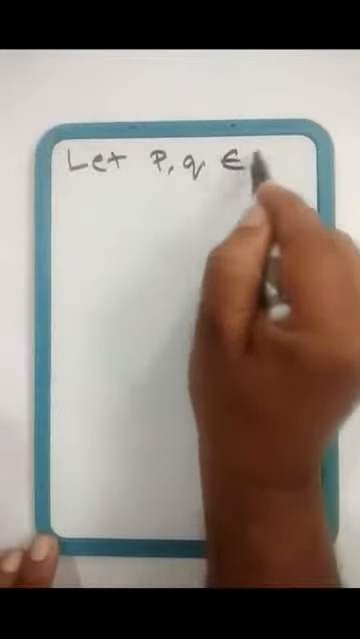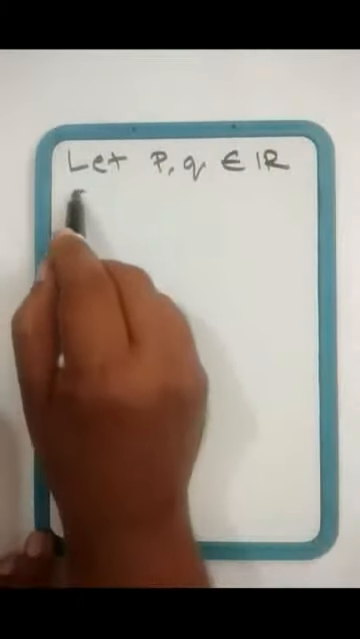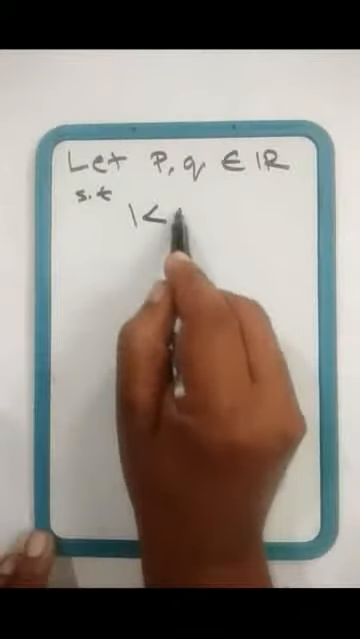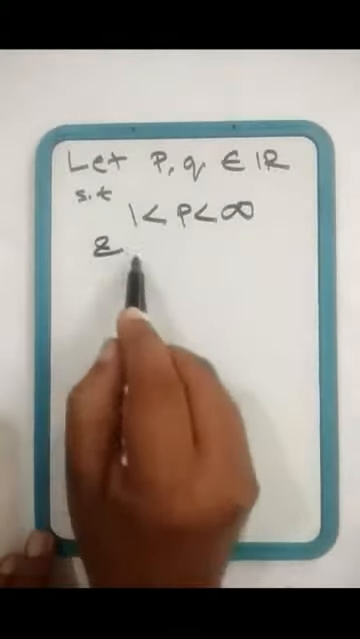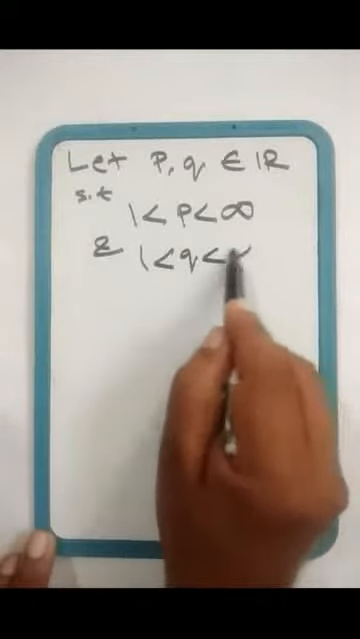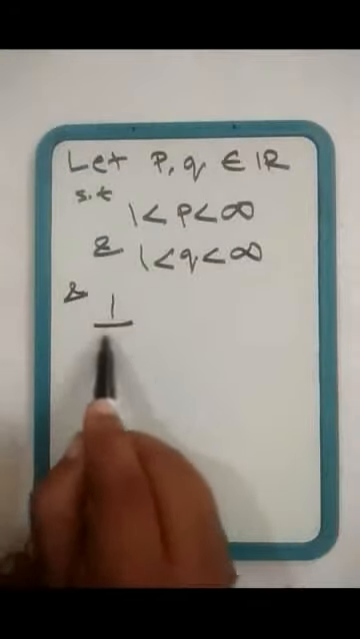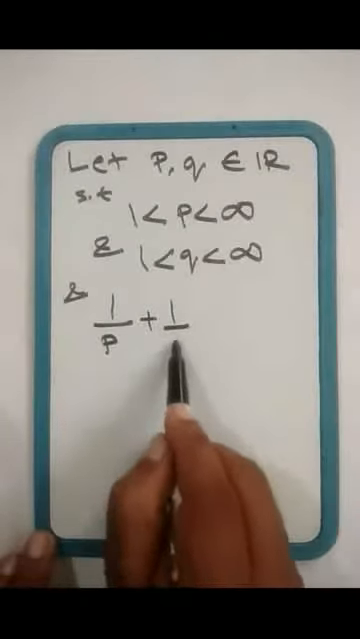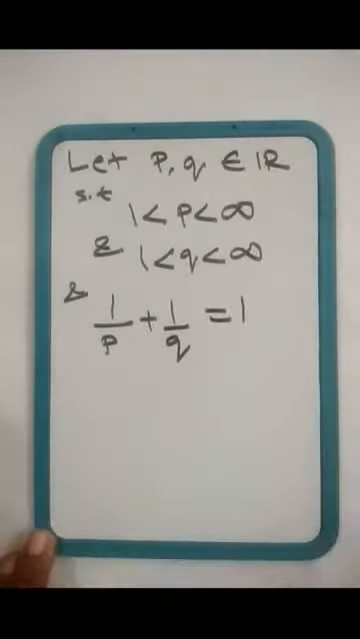P and Q belong to the set of real numbers such that 1 is strictly smaller than P strictly smaller than infinity, and 1 is strictly smaller than Q strictly smaller than infinity, and 1 by P plus 1 by Q is equal to 1. Okay. So P and Q are real numbers. They are strictly positive. Not only that, they are strictly greater than 1 also. And they satisfy the condition 1 by P plus 1 by Q is equal to 1.